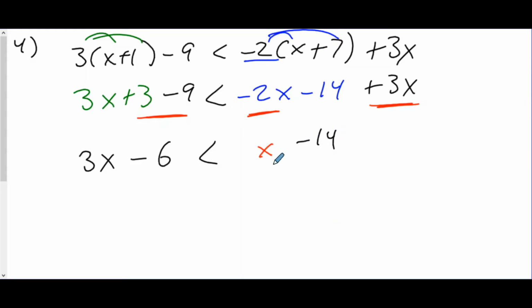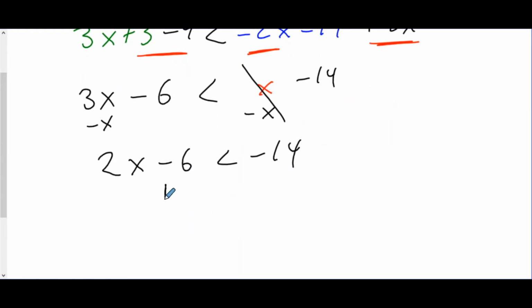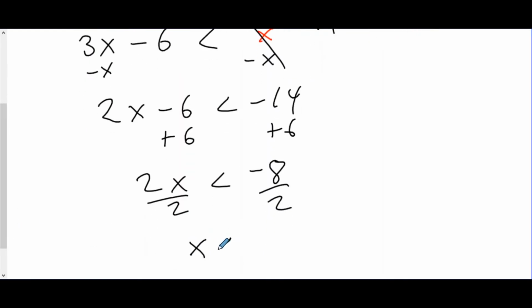I have x's on both sides, so now I need to get them on the same side. So I'm going to subtract 1x on both sides. So that goes away. 3x minus 1x is 2 x's. I will add 6 on both sides now that all my x's are together. 2x is less than, and a negative 14 plus 6 is going to be a negative 8. And then last, we divide both sides by 2, and x is less than negative 4. Again, we don't flip the sign here because even though there is a negative number, I'm dividing by a 2, which is not negative, so don't flip the sign.